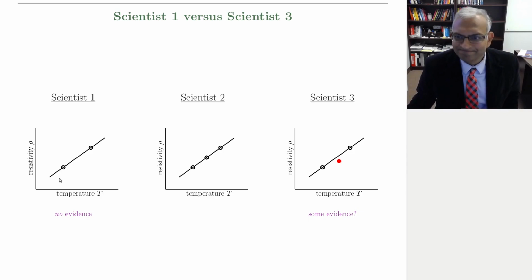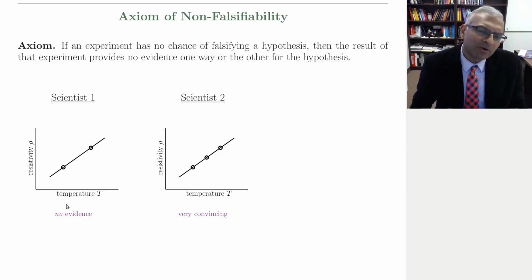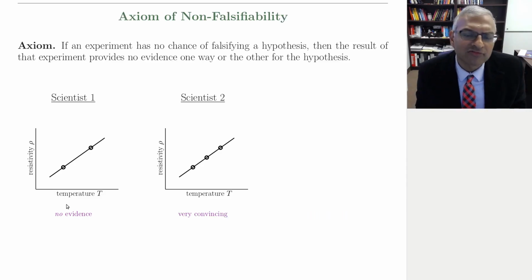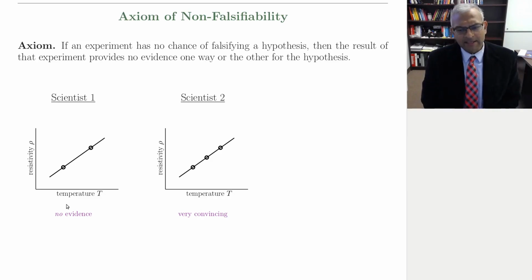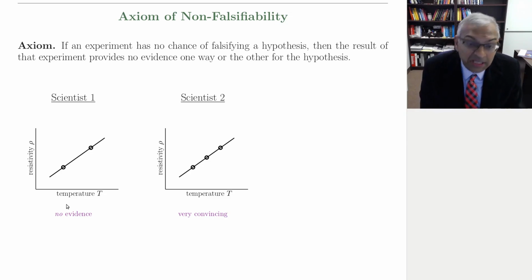So we're pretty surprised. Significant. Scientist one, we're not surprised at all. There's no surprise factor. There's no wow factor in what scientist one did. So, no evidence. It's not significant at all. Now, we can sort of summarize this in what's called the axiom of non-falsifiability. And let me tell you, this is a fundamental axiom in the physical sciences, and it basically goes like this.